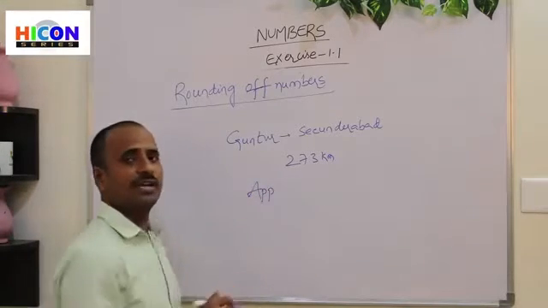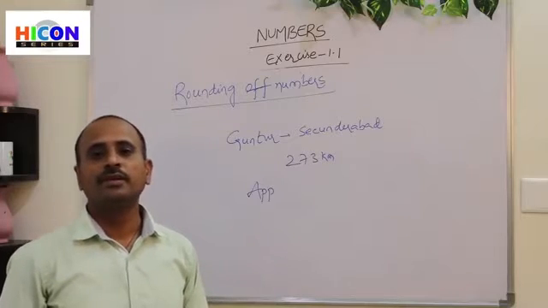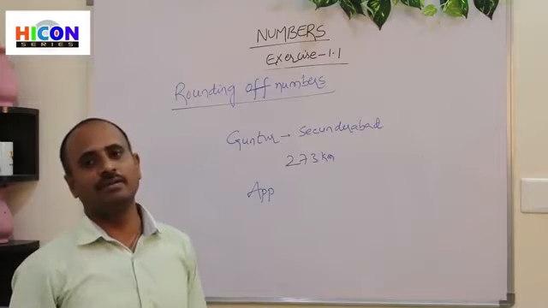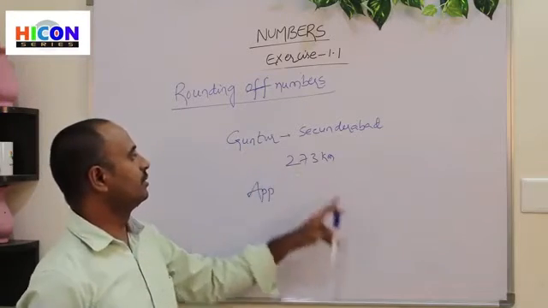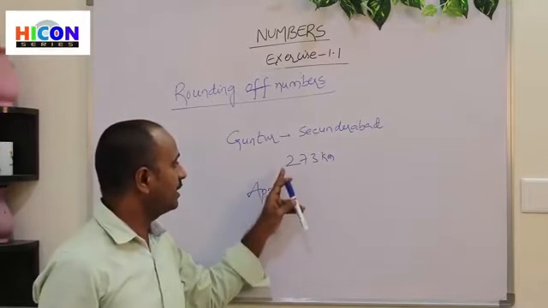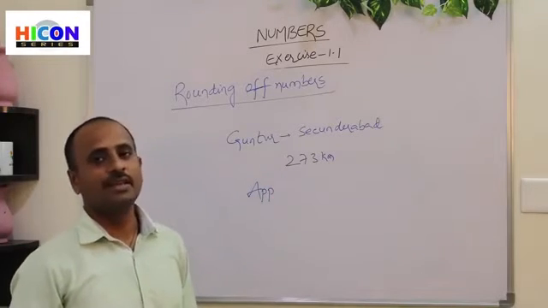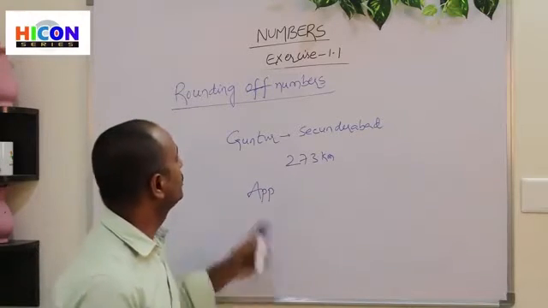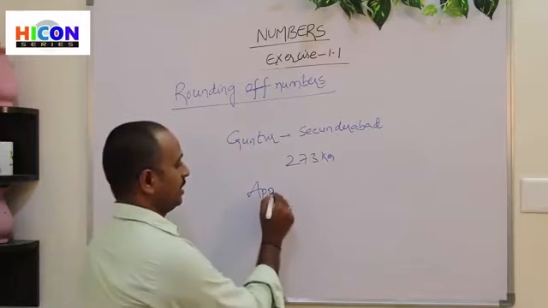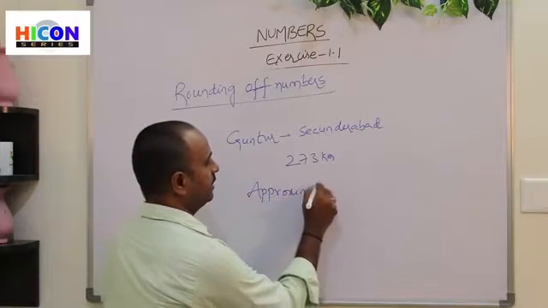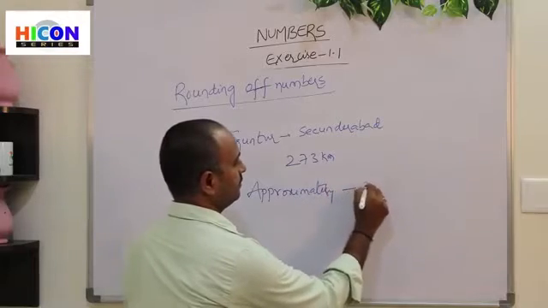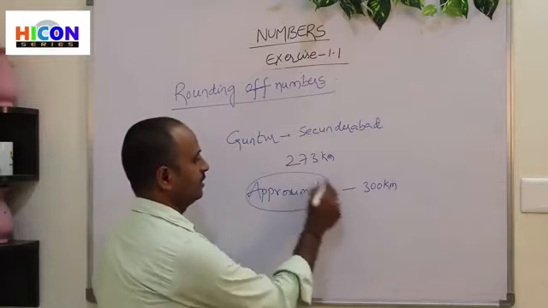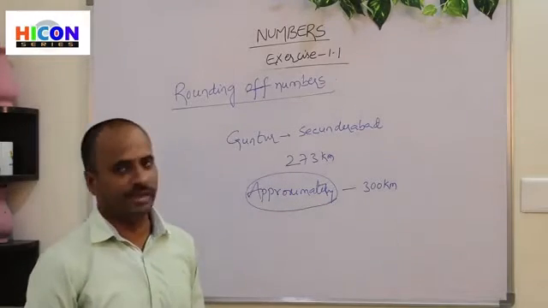If he does not remember the actual value, we will say a near value which is nearer to the actual value. So here the actual correct distance between Guntur and Secunderabad is 273 kilometers. And if we did not remember it, we can say the distance is nearly, that means approximately, 300 kilometers. So this approximation is called rounding off.